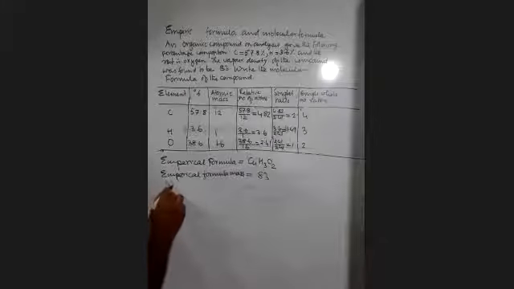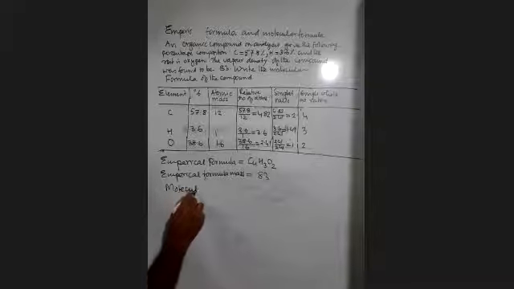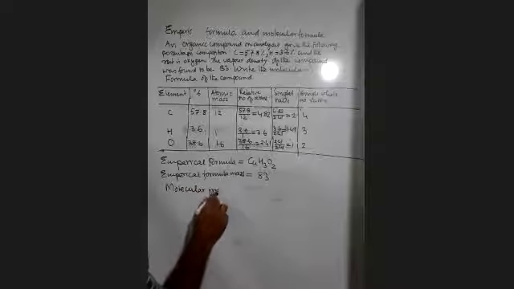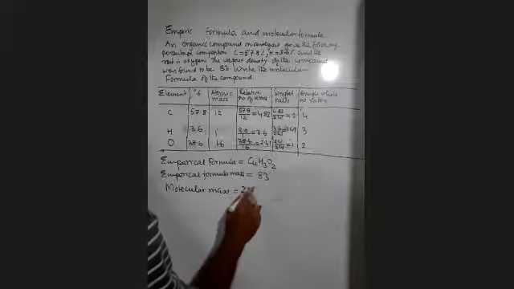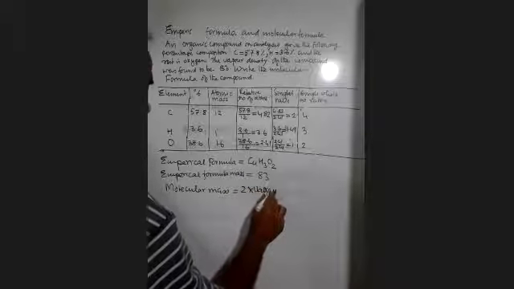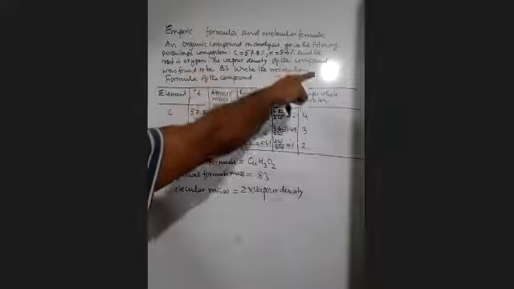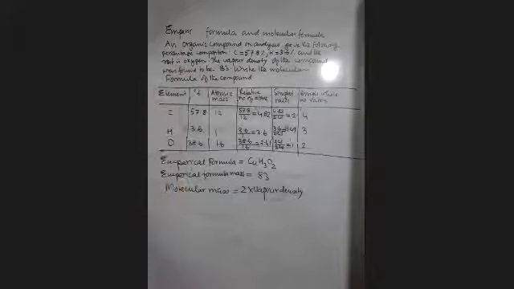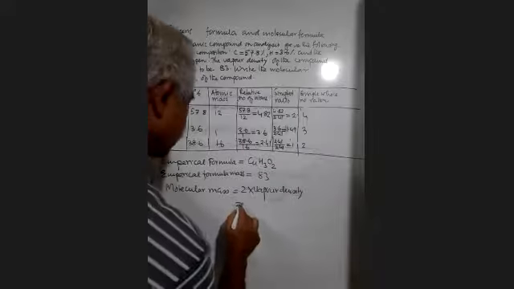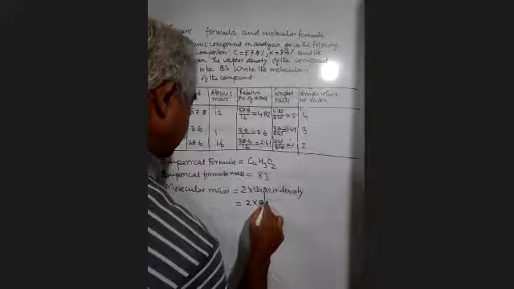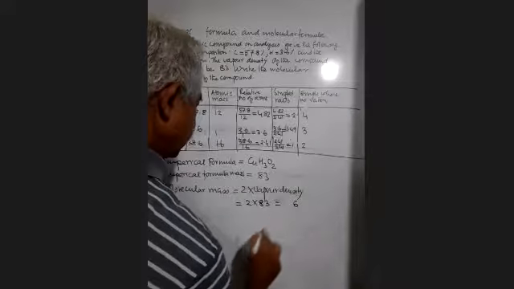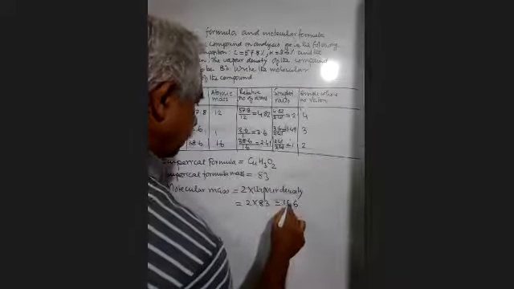You remember the Avogadro's hypothesis? The Avogadro's law, what does it say? That molecular mass is equal to 2 into vapor density. See here, the vapor density of the compound was found to be how much? 83. Good. So what is the molecular mass? 2 into 83 equal to what? 166.